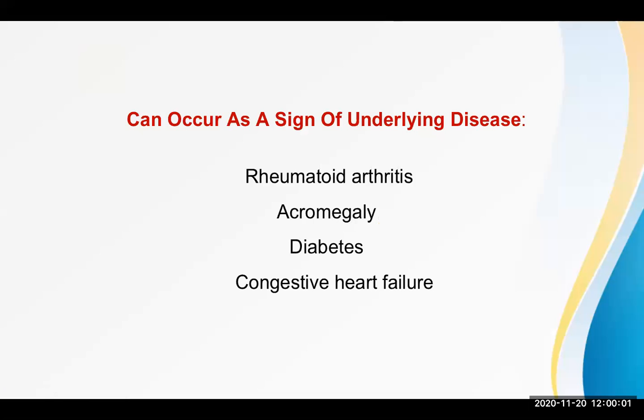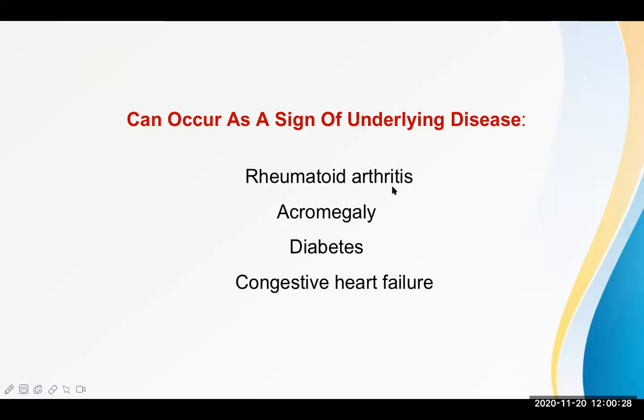Now, what are the other causes for carpal tunnel syndrome? What are the other diseases where carpal tunnel syndrome can occur? Rheumatoid arthritis, acromegaly, diabetes mellitus, and even heart failure. If you think about the descriptions which I just told you, then some reasons have to be given for each of the diseases.